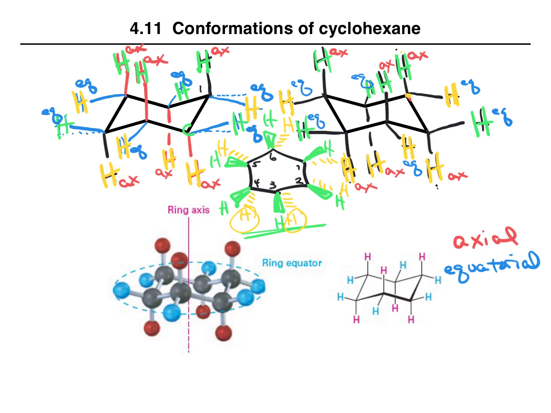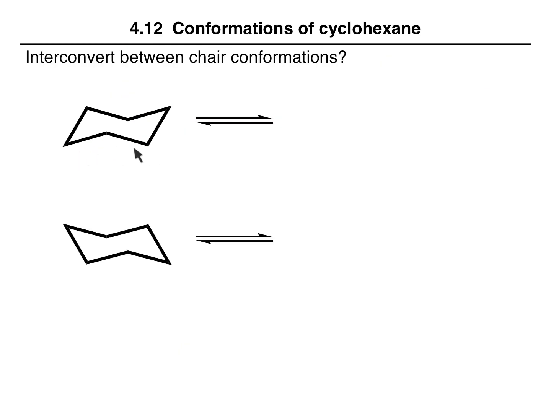So there are a few different ways that you need to be able to look at your ring and look at your drawing, because we have to focus on which groups are on the front face and the back face, and we have to focus on which groups are axial and which groups are equatorial. So, number 1, practice drawing your chairs. Number 2, practice filling in the groups on the chair, and then make sure that you can identify your axial and your equatorial hydrogens.